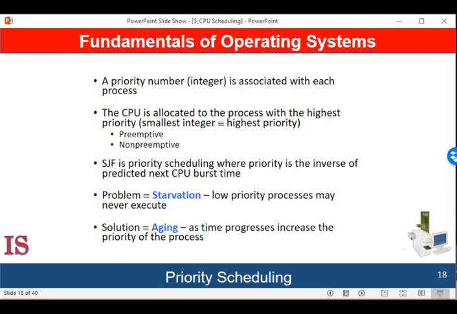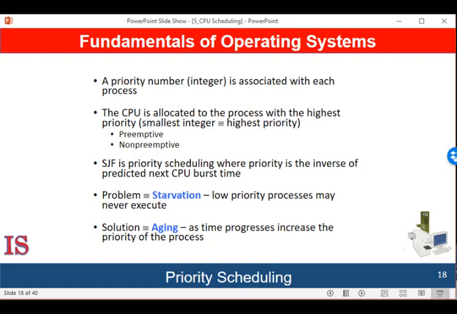The shortest job first algorithm is a special case of the general priority scheduling algorithm. A priority is associated with each process and the CPU is allocated to the process with the highest priority. Processes that have equal priority are scheduled in first-come, first-served order, and a shortest job first algorithm is simply a priority where the priority is the inverse of the next CPU burst. The larger the CPU burst, the lower the priority, and vice versa.